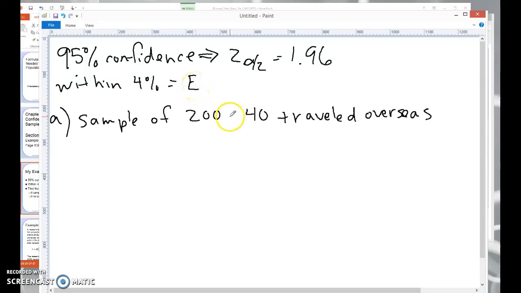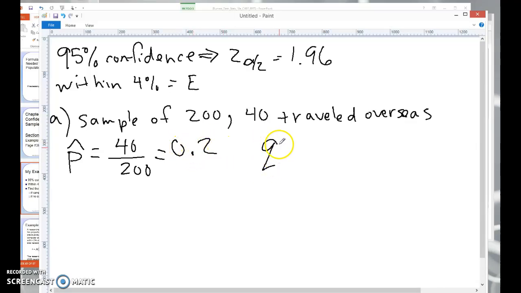If I have a sample of 200, 40 traveled overseas. That means that my p hat is going to be 40 divided by 200. That is an answer of 0.2. Therefore, q hat is going to equal 0.8. That tells me that my proportion I can use to find my sample size.